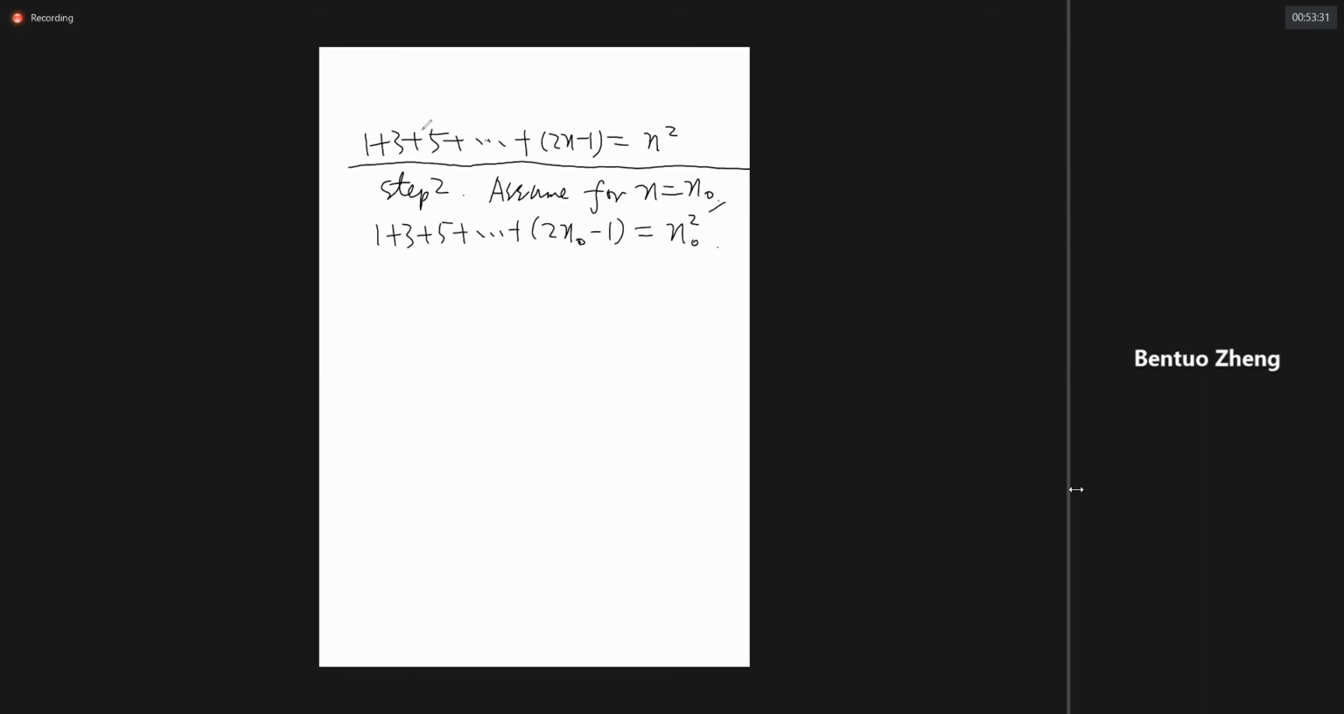Now we want to prove for n equals n0 plus 1. So we want to prove this case is also true. In this case, what is the left side equal to? You have to write it down correctly. So it's 1 plus 3 plus 5. So what is the last term? It is 2 times n0 plus 1 minus 1, because n equals n0 plus 1.